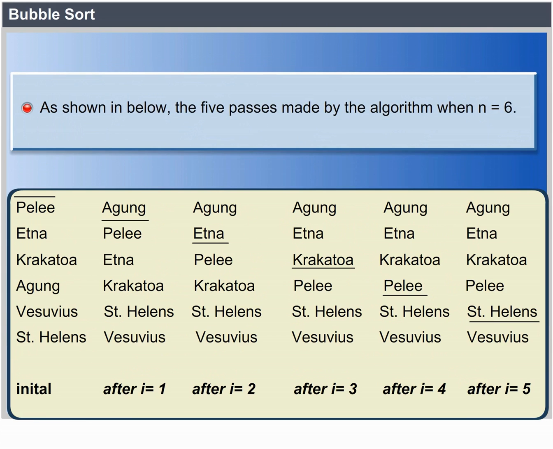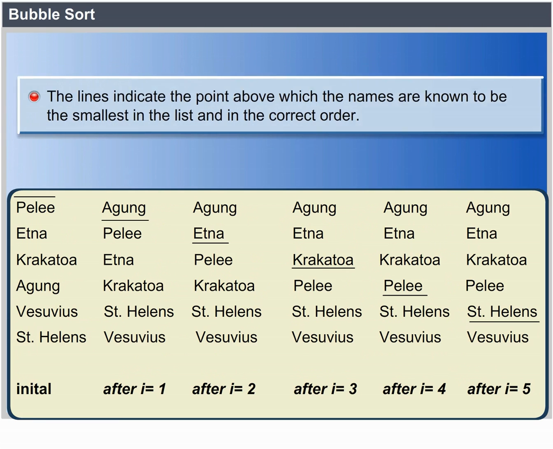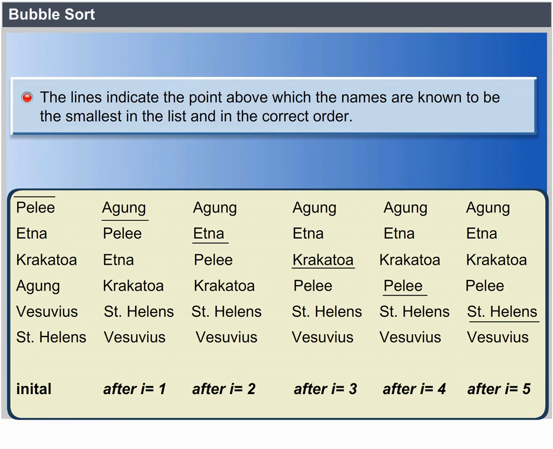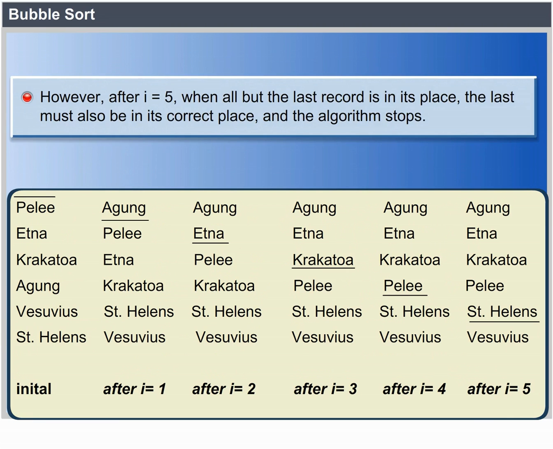As shown below, the algorithm makes 5 passes when n equals 6. The lines indicate the point above which the names are known to be the smallest in the list and in the correct order. However, after i equals 5, when all but the last record is in its place, the last must also be in its correct place and the algorithm stops.